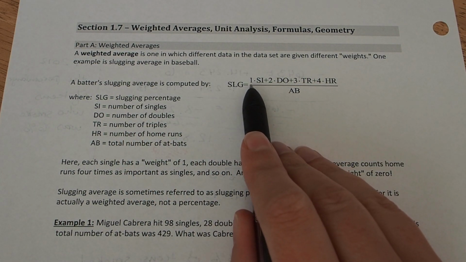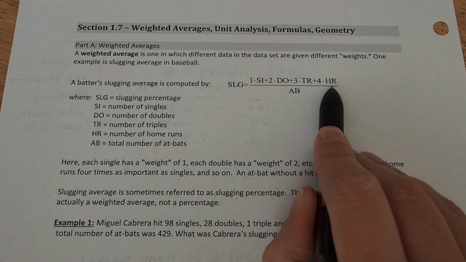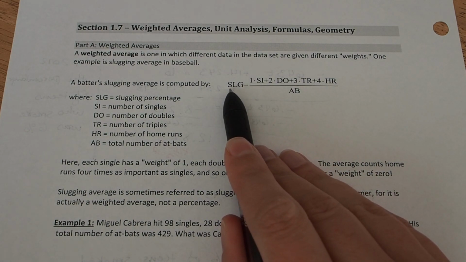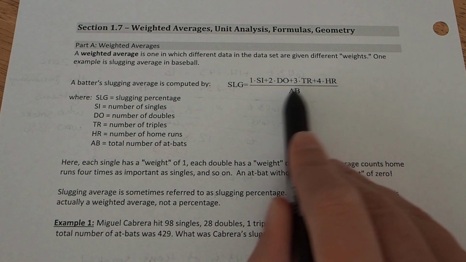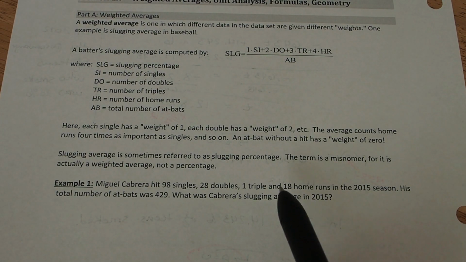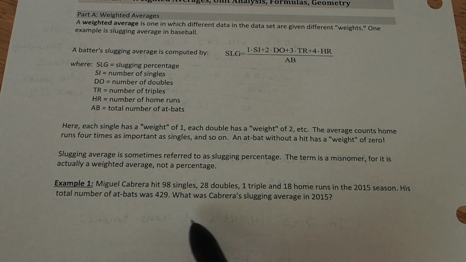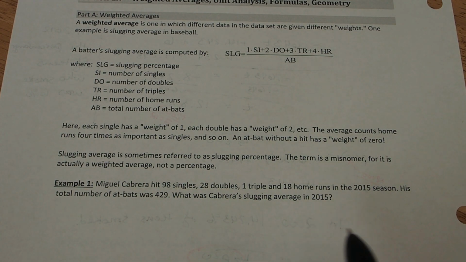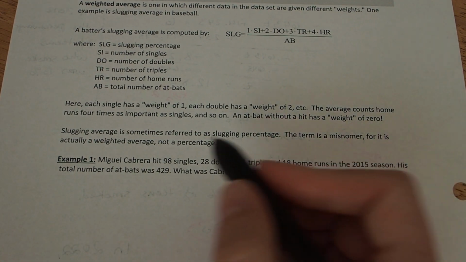A single is worth 1 base, double is worth 2 bases, a triple is worth 3, and a home run is worth 4. So if you're going to compute a batter's slugging average, you would multiply each of their counts by 1, 2, 3, or 4, and then you divide it by the total number of at-bats. Okay? So we're going to look at the slugging average for Miguel Cabrera in 2015. I'm pretty sure that I got this data after 2015, so I think it is the whole season. We'll see what his slugging average is.